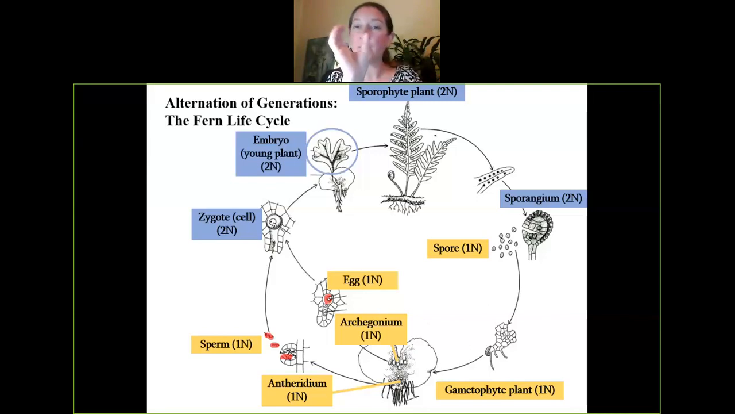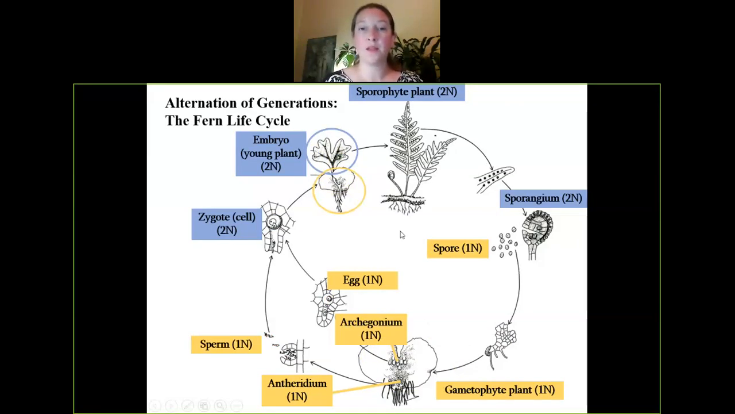Here's your 2N zygote, but the 2N zygote is going to grow where the egg was, right? Because the egg stays. This is the result of egg and sperm coming together, still inside of the archegonium, right? Egg didn't go anywhere, so sperm met egg in the archegonium, and that's where the 2N zygote is going to grow. Here the zygote has now grown into a young plant, but because the egg was stuck inside of the archegonium, it's still attached to this gametophyte plant, right? I think I even drew it.